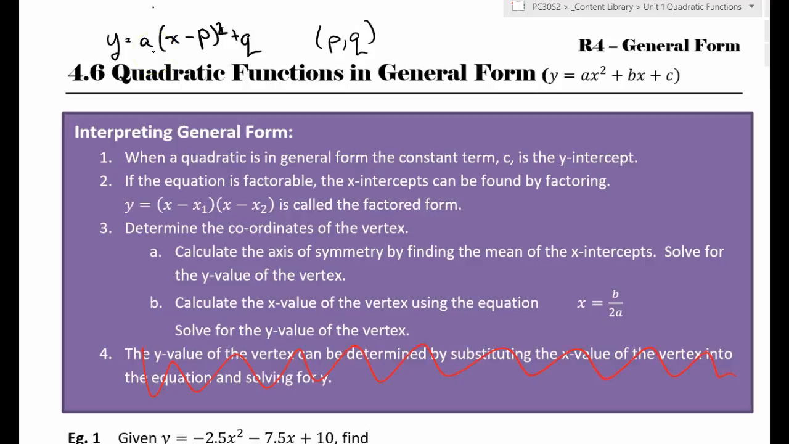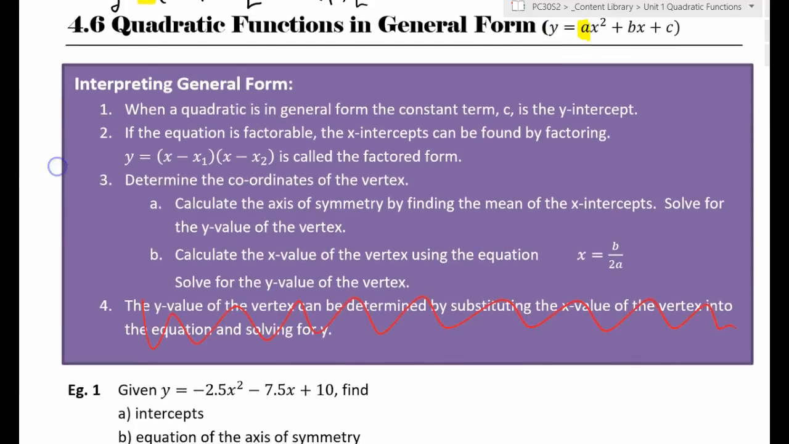Well, A stays the same in my new equation. So we see A showing up here and here. So I'm still going to be able to have an idea of the direction of opening and my stretch or compression by looking at A. But unlike P and Q, B and C are a little bit less helpful when it comes to putting on our vertex. So instead, there's a couple other pieces of information that we can figure out from general form that we don't usually solve for from vertex form, or at least not directly.